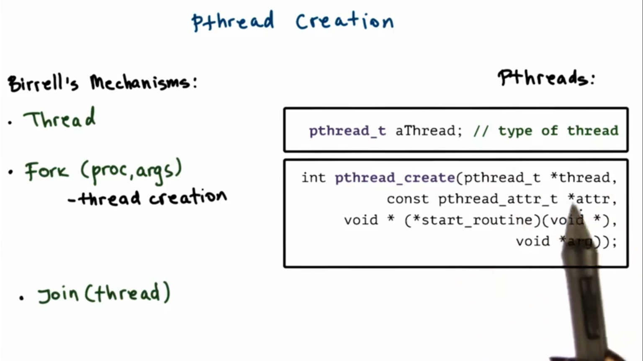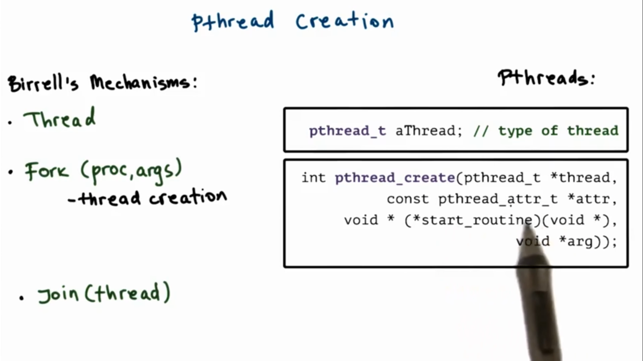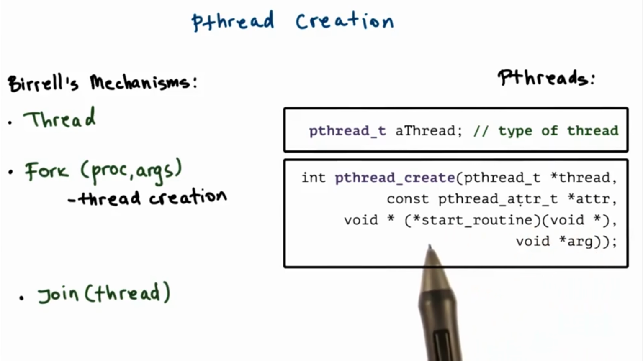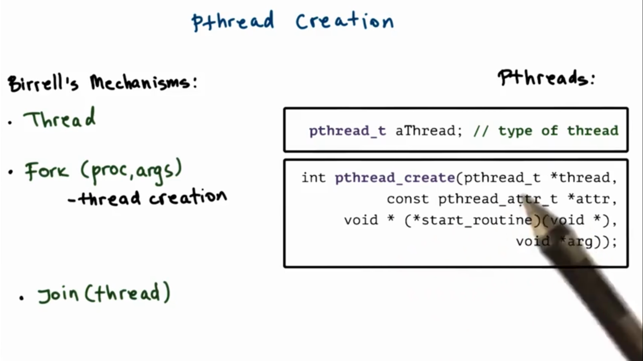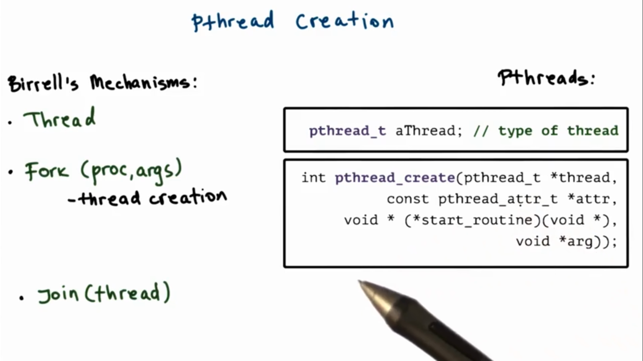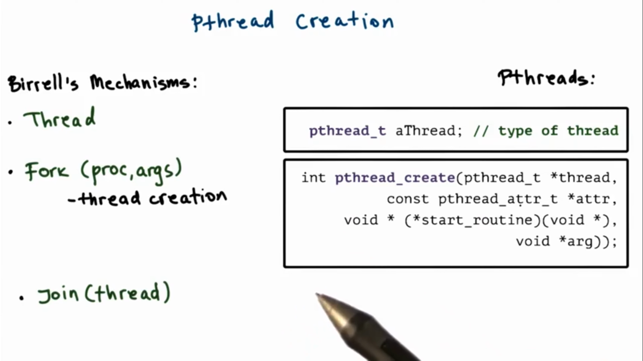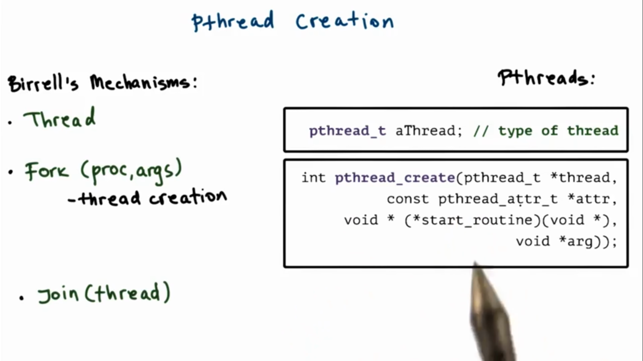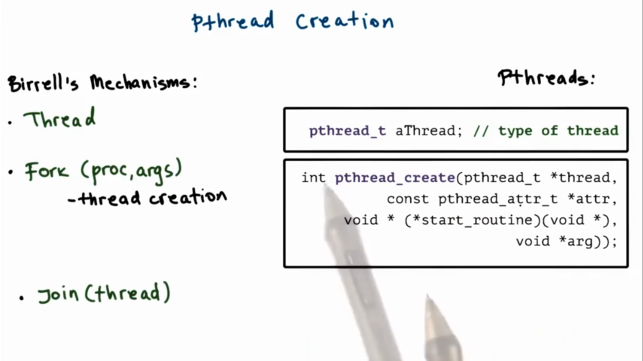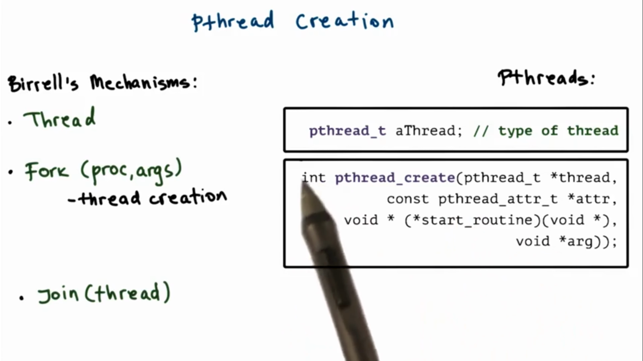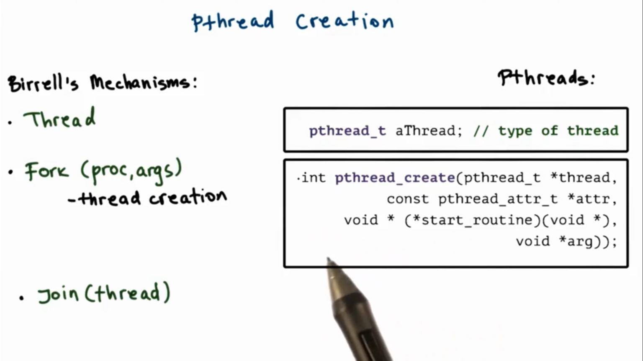It also takes as an input a variable of type pthread attribute type, and this is a data structure that you can use to specify certain things about the thread that the pthreads library will need to take into consideration when managing the thread. We'll look at this in more detail shortly. pthread_create also returns status information that indicates whether the creation was successful or a failure.